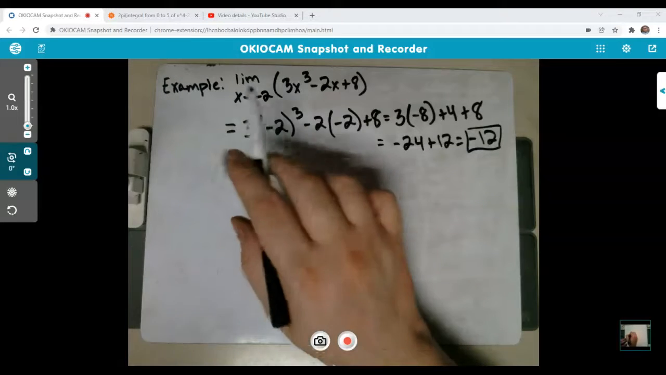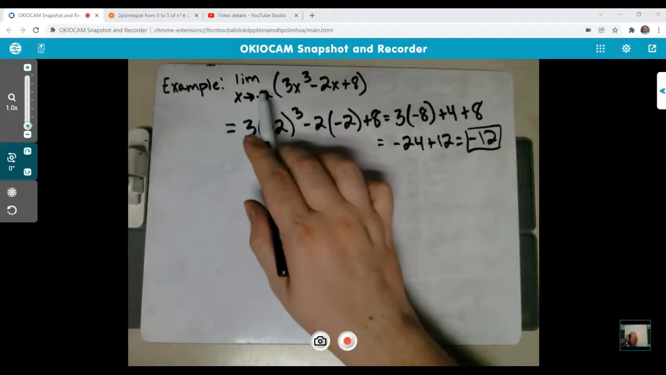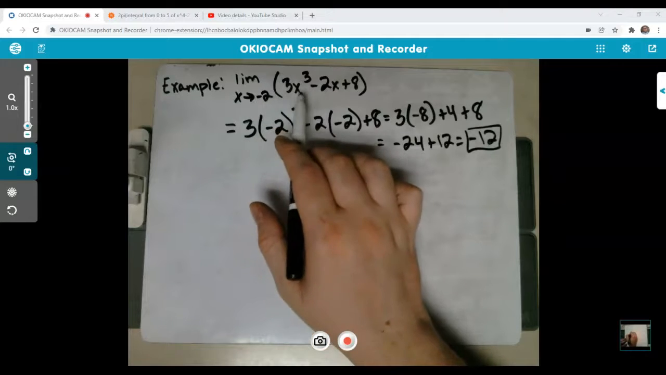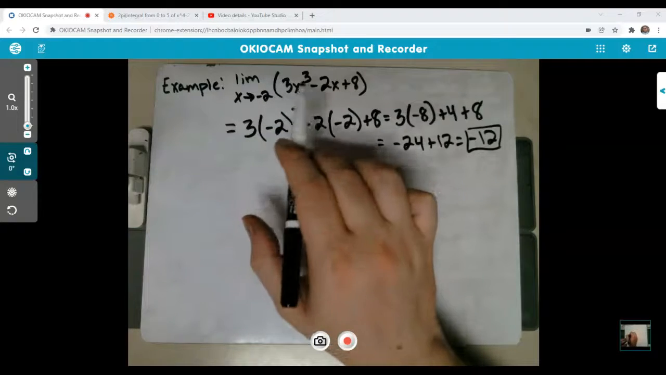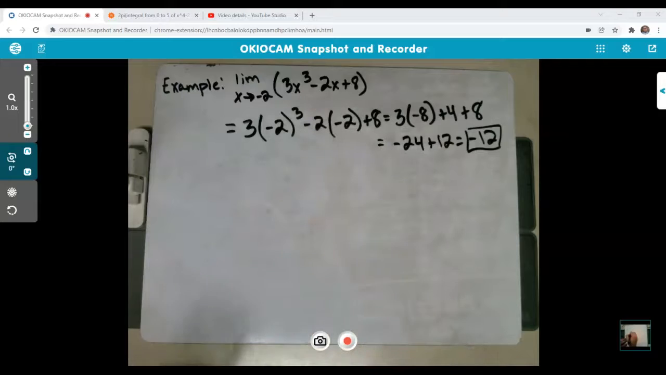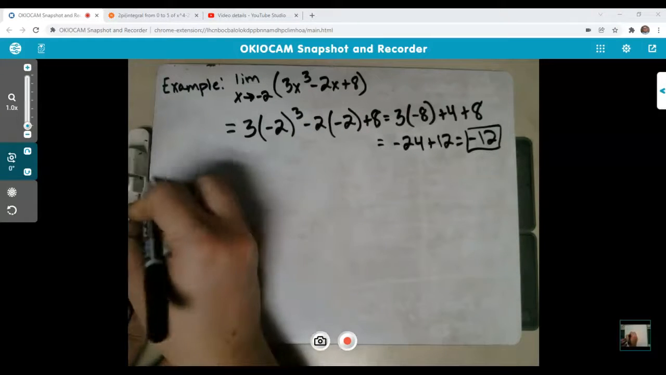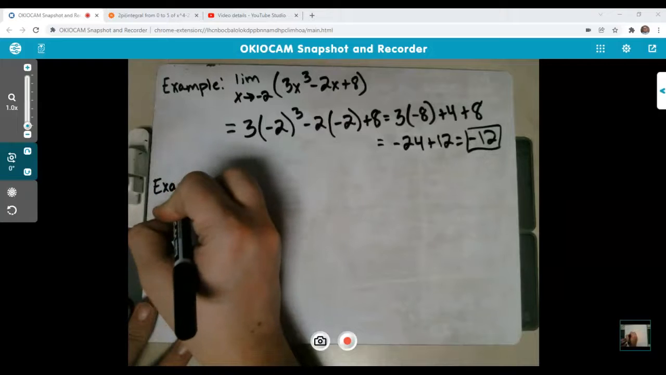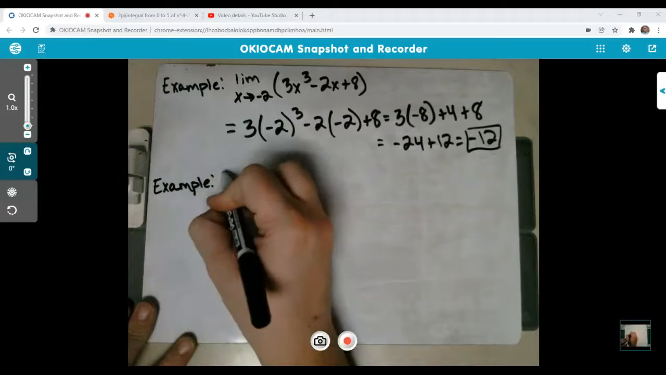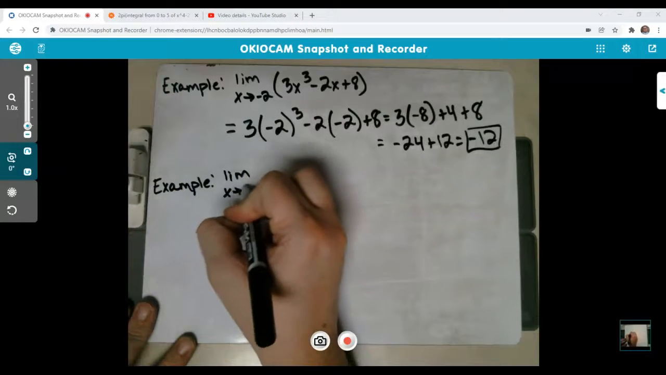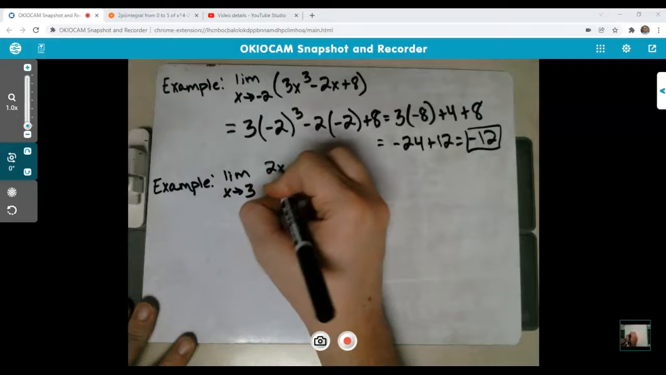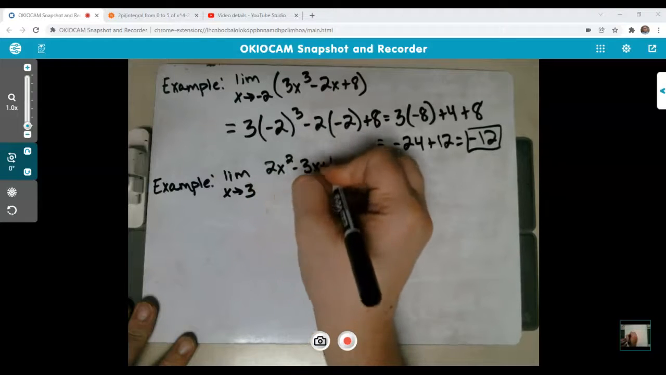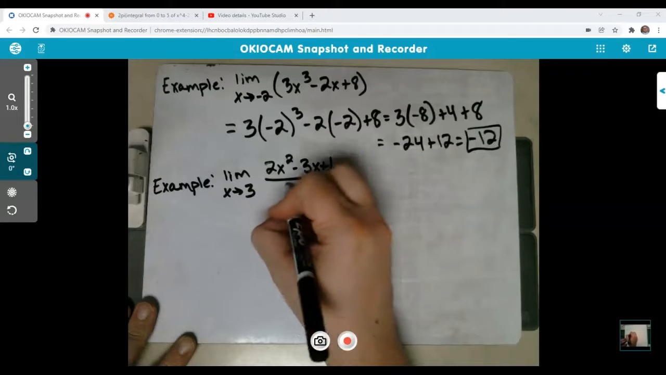But again, the only reason that worked was because -2 is within the domain of that function. I can plug it in, so go ahead and do that. Let's look at another one and see if it will work for this one too. The limit as x approaches 3 of 2x squared minus 3x plus 1 over 5x plus 4.